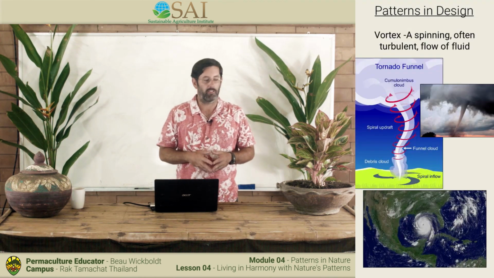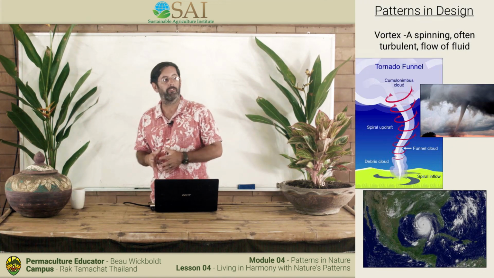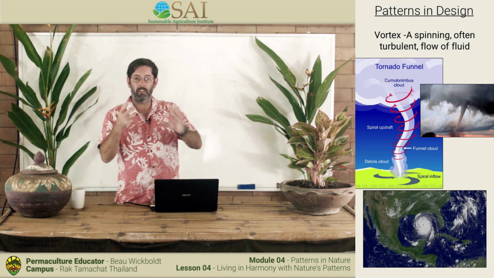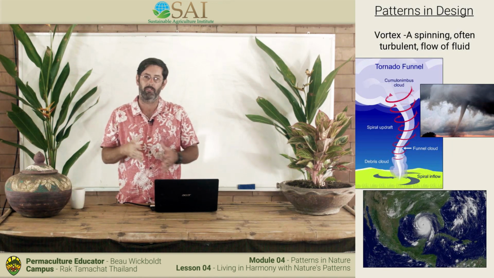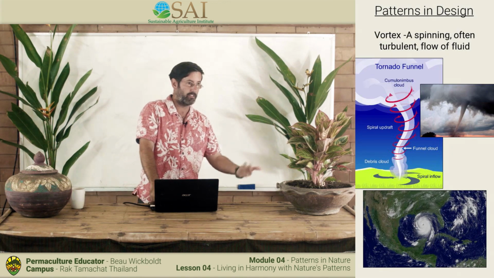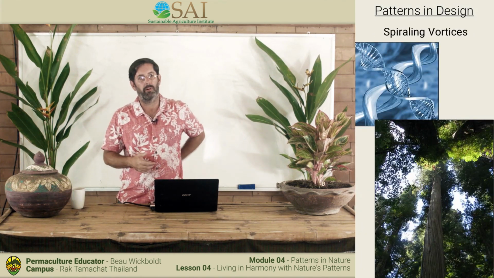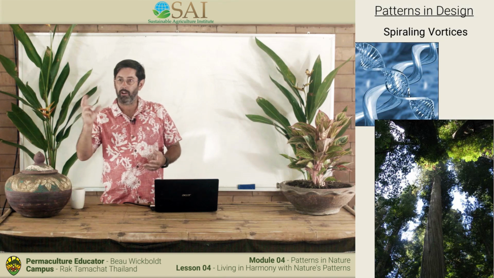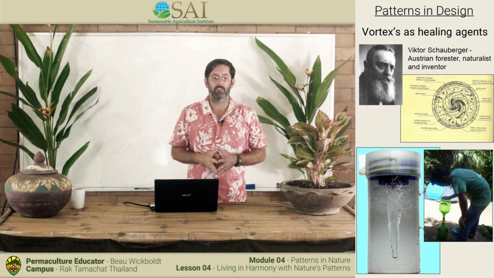So vortexes are a spinning, and they're often turbulent, a flow of fluid. This spinning or flow of fluid, we can see mostly in our weather patterns. It's very easy to see tornadoes, hurricanes. Vortexes are eddies within water. Spiraling vortexes, you could describe our DNA. We can see the cork tree as spiraling. And vortexes are described as healing agents.